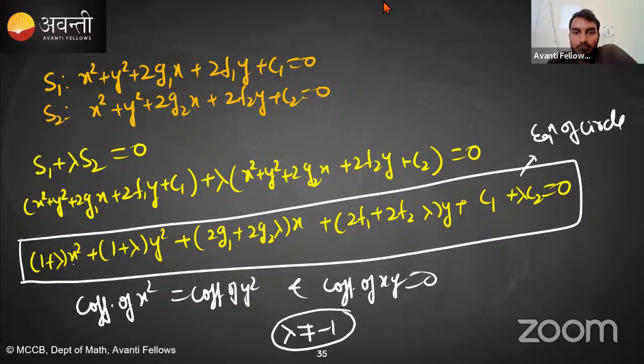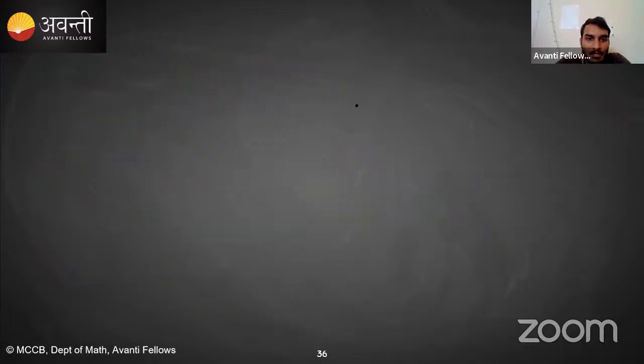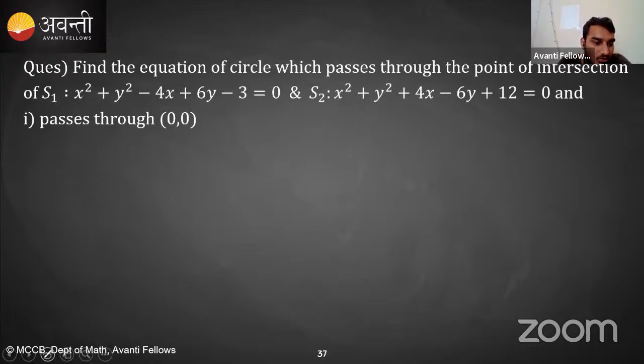Okay. So if it is clear, let's solve one small question on it. The next question we will solve in the next class. This question is saying: find the equation of the circle which passes through the point of intersection of S1 and S2 and passes through 0, 0.